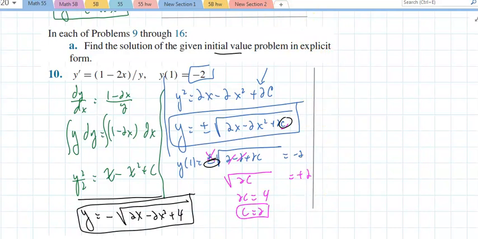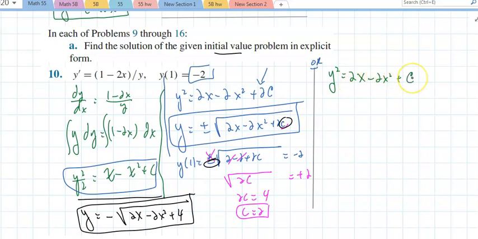The second case, I would like to look at this problem in the sense of, from this step, when I multiply by 2, I'm going to say, you know what? Y squared is going to equal 2x minus 2x squared plus c. What happened to the 2? C absorbs it. C plus 2 is c. C divided by 2 is c. And I'm going to say y equals plus or minus the square root of 2x minus 2x squared plus c.